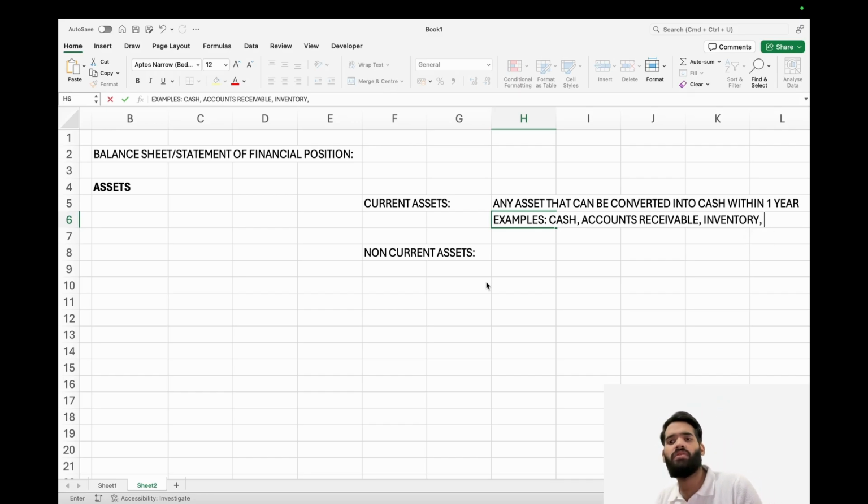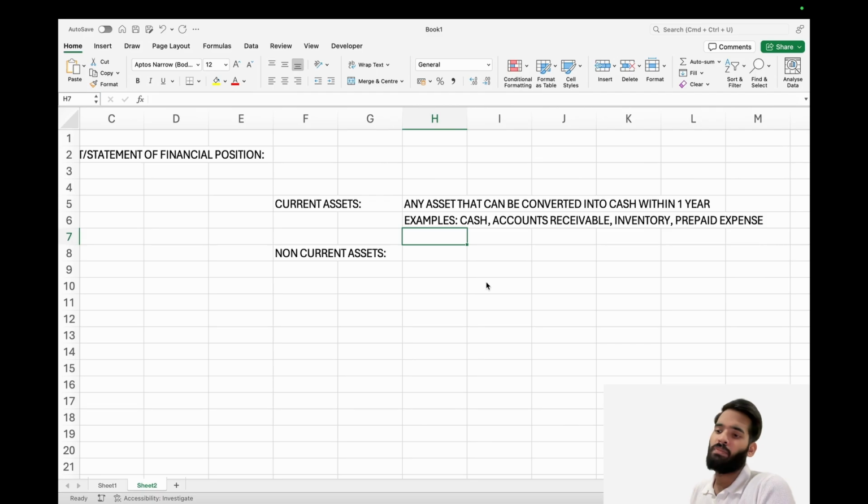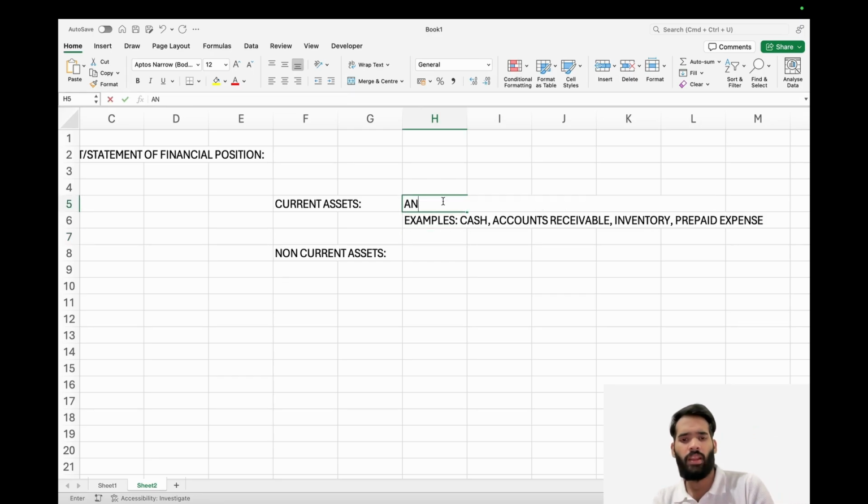Now there's one more expense that I will mention, for which this definition doesn't apply. Something called prepaid expense that we talked about earlier. Prepaid expense is an asset where we pay expense in advance. So now here, of course, we are not converting into cash within 1 year. We are using it within 1 year. So if you want, you can think of current assets as assets that can be used within 1 year. I think that should also be very helpful for you. So why don't we write that definition, right? Any asset that can be used within 1 year.